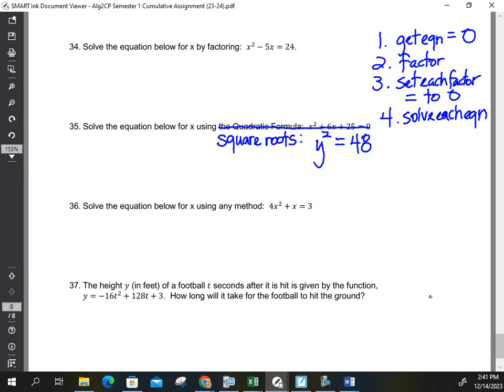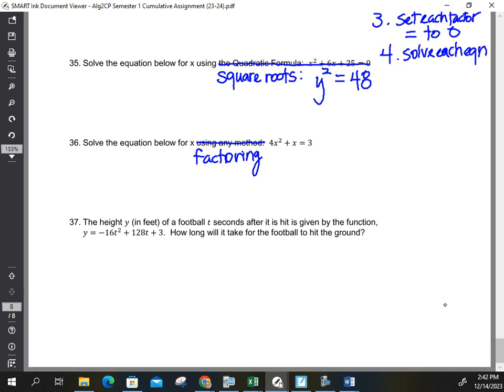36. It says solve the equation below using any method. I'm going to tell you what method to use. That's factoring. That's the method you're going to use. You're going to solve that by factoring it.